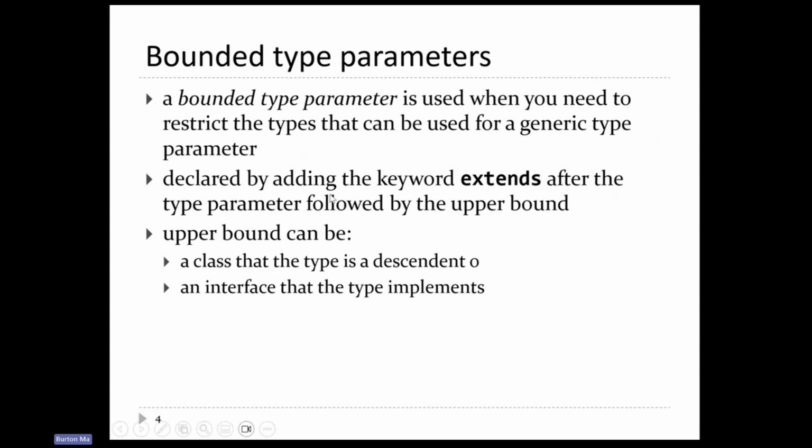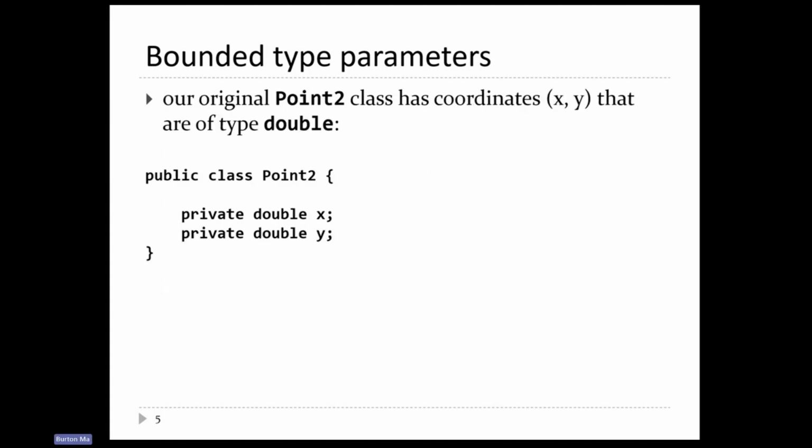So the way you do this is, well, the language recycles extends, unfortunately. So we're going to reuse the extends keyword after the type parameter, and then you specify what's called its upper bound. Right. So an upper bound can be a class that the type is a descendant of. There should be an F here, sorry. Or it can be an interface that the type implements. So what the heck does that look like?